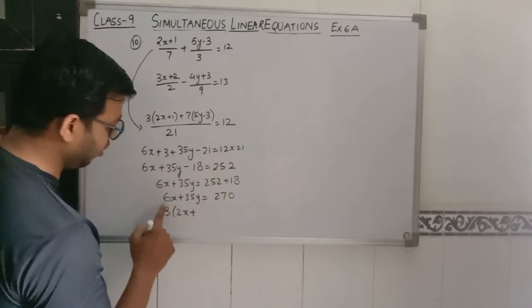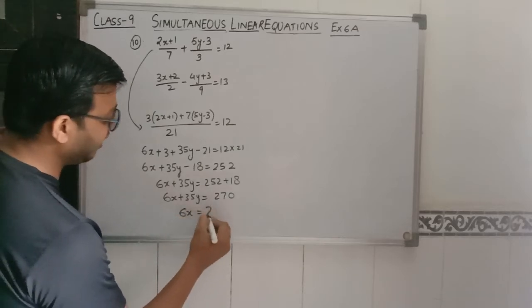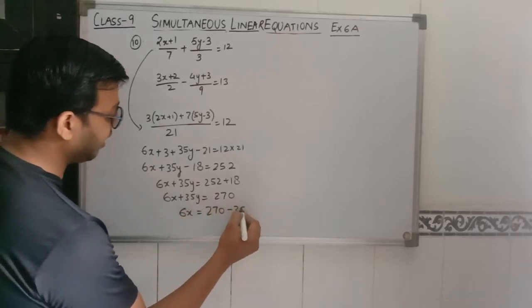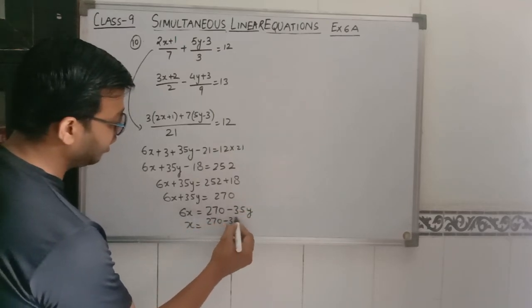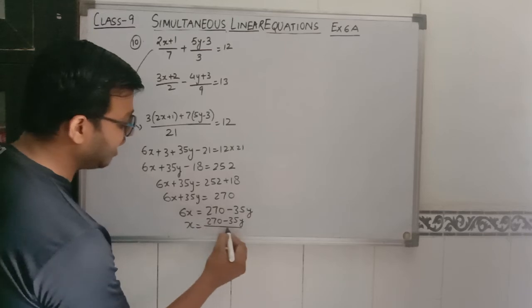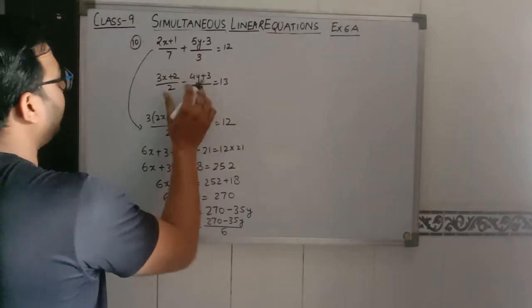So 6x plus 35y is equal to 270, and you can take 3 as common. So 2x, no, you cannot take 3 as common because 35y is there. So no problem. 6x is equal to 270 minus 35y. So the value of x is 270 minus 35y divided by 6. This is the value of x. Now place it in the other equation.